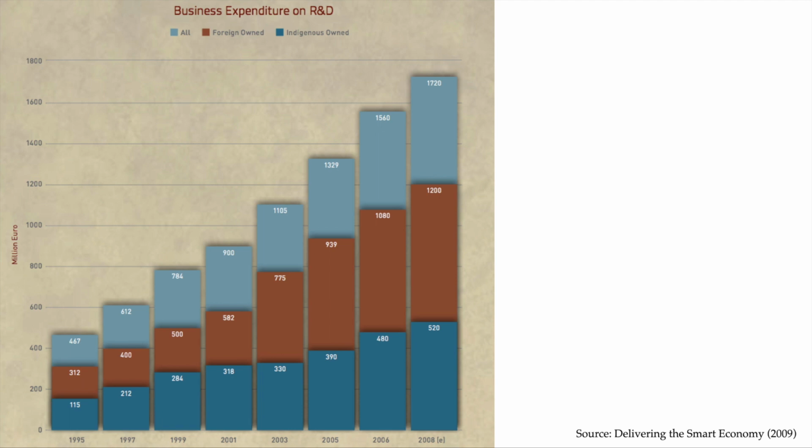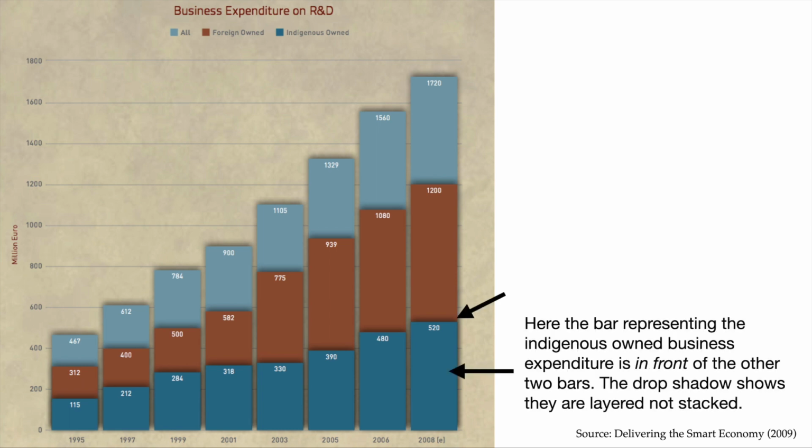And so there are actually three pieces of information here, I suppose, for each year. There is the business expenditure on R&D by Indigenous-owned companies, business expenditure on R&D by foreign-owned companies, and then the total overall. And we can see that both of these values, because the third is just a sum of the other two, both of these values are increasing year on year. But this chart is actually quite deceptive visually, okay?